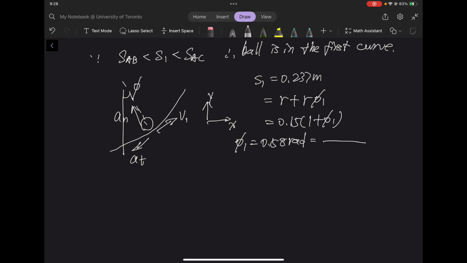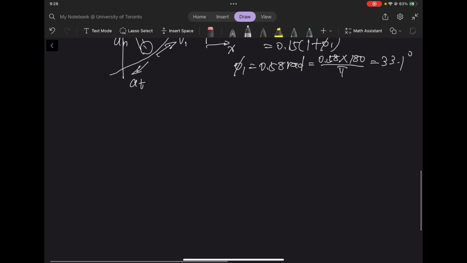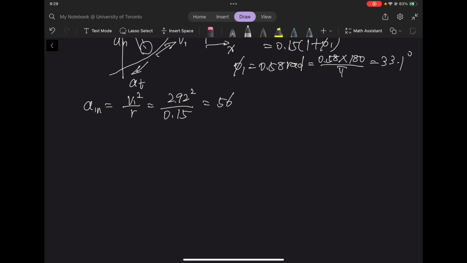We can convert it to degrees by multiplying by 180 over pi, which is equal to 33.1 degrees. So A1 normal acceleration is equal to v1 squared over r, which is equal to 2.92 squared over 0.15, which is equal to 56.8 meters per second squared.